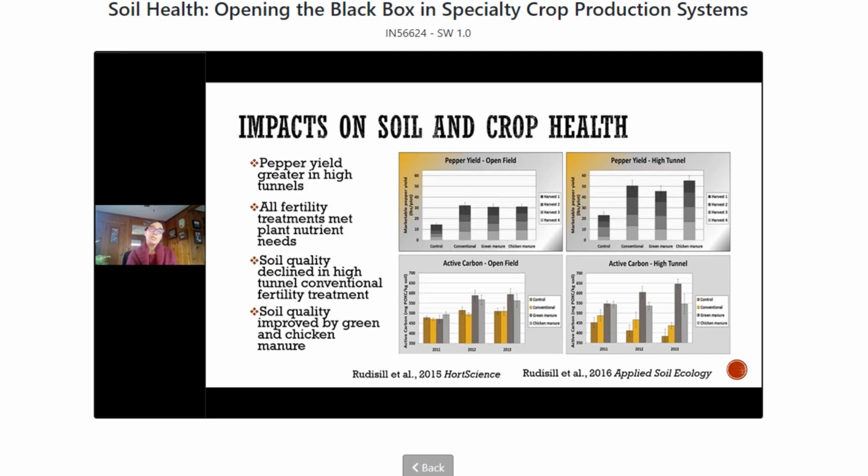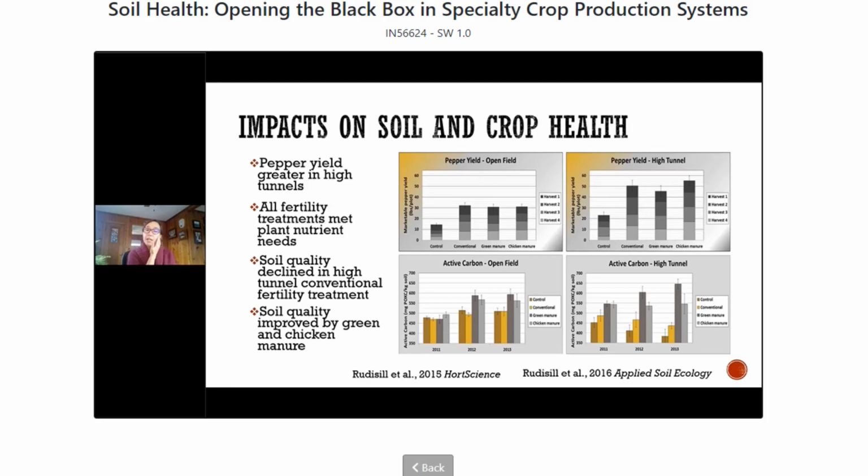What was also interesting is that we saw some really interesting trends and changes in soil health over time. If you look at the bottom two figures, this is active soil carbon. We have the same 4 treatments, but they're in blocks over time. So for example, on the bottom one on the left, we have 2011, 2012, 2013. And what we saw is, soil quality certainly declined in the high tunnel conventional treatment.